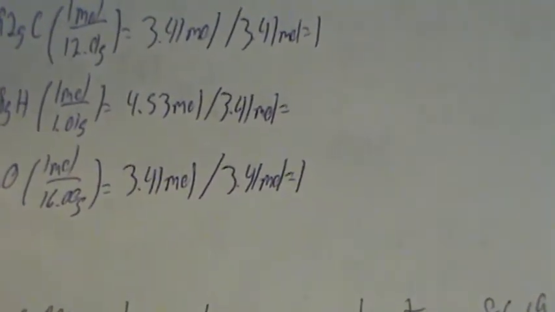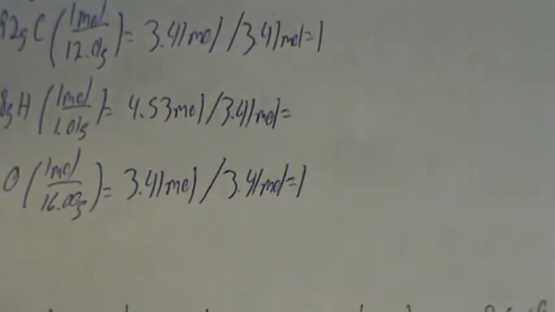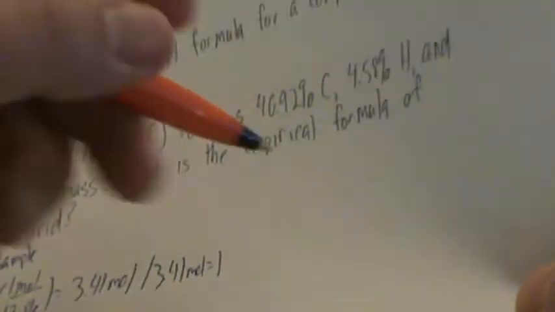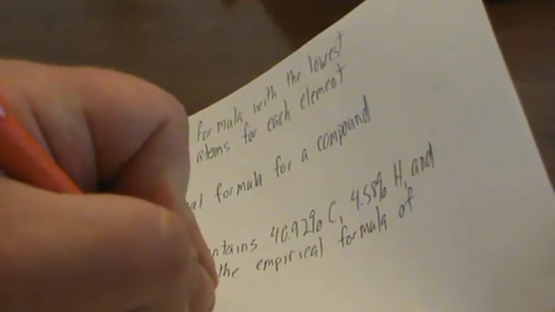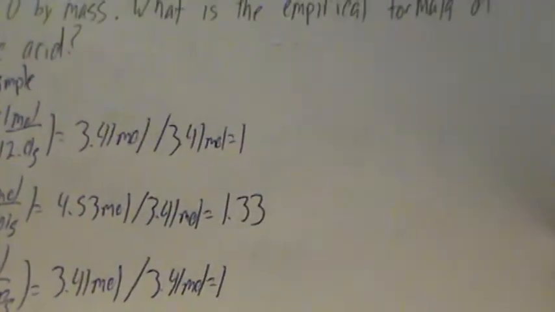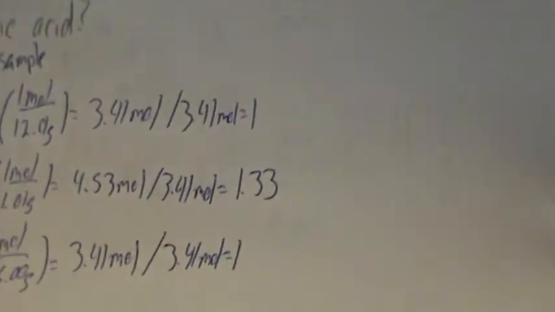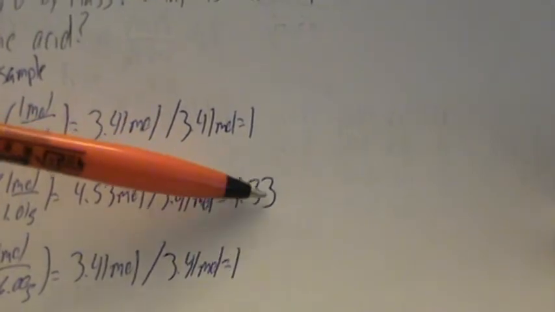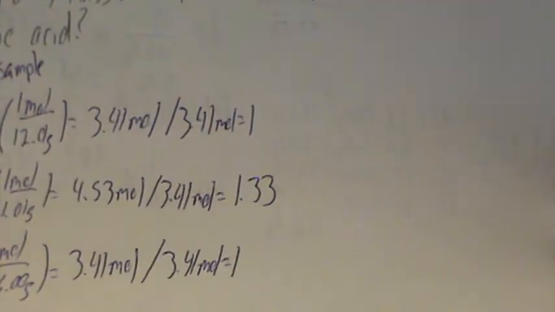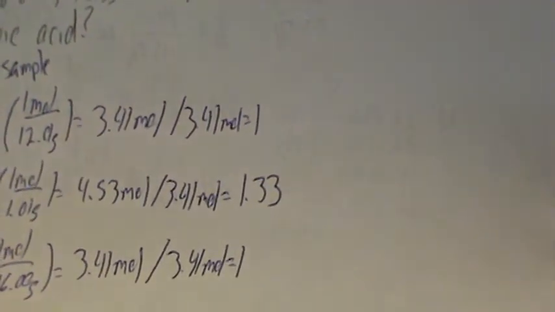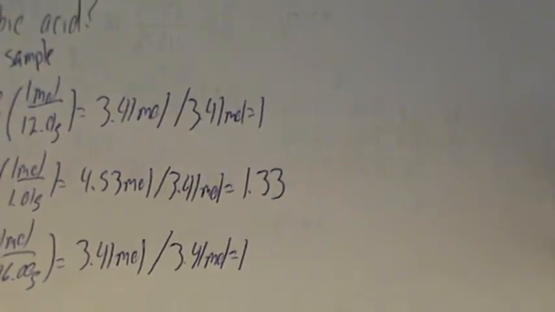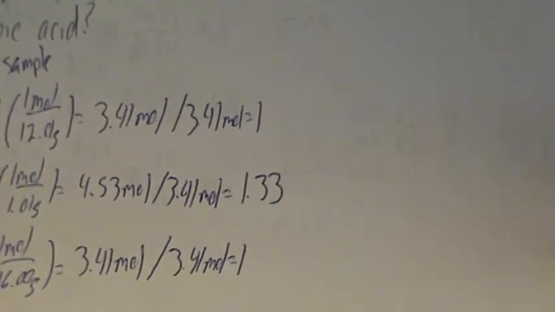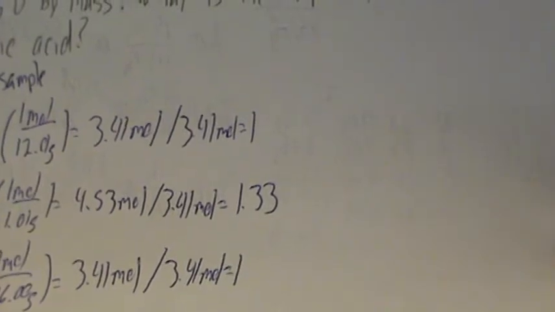4.53 divided by 3.41, and we come up with 1.33. Okay, now when we come up with a decimal like this, 0.33, we can't really round down, but we still need to get rid of it. And the way that we get rid of it is we multiply by a certain number so we can get to the next whole number.